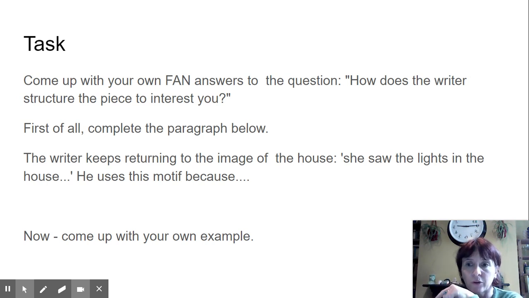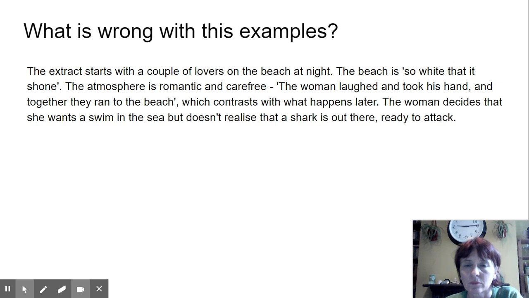And then I want you to come up with your own example. There is an assignment connected to this on the classroom tab. So pause the video, go away, write your paragraphs, and come back. Hopefully, I'm looking forward to reading those answers.